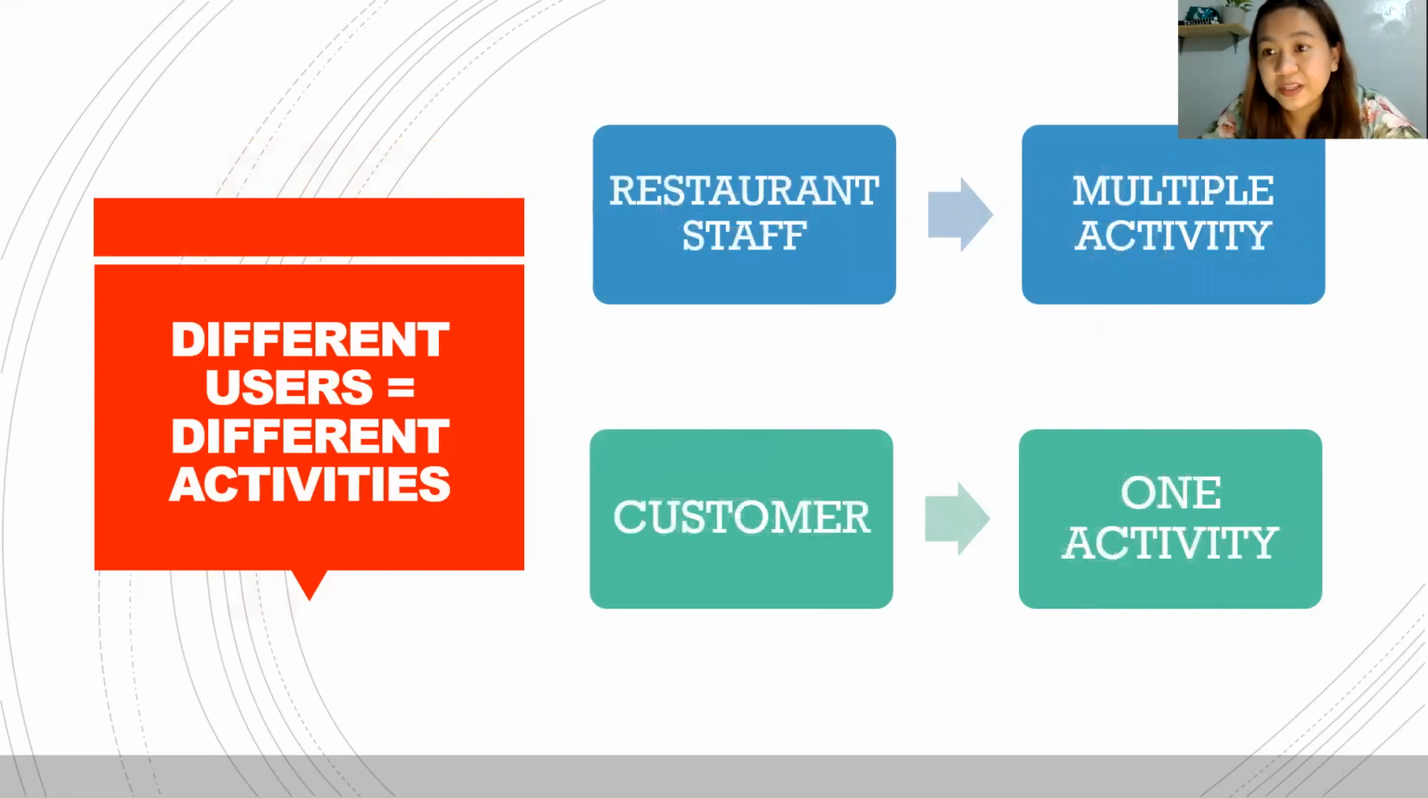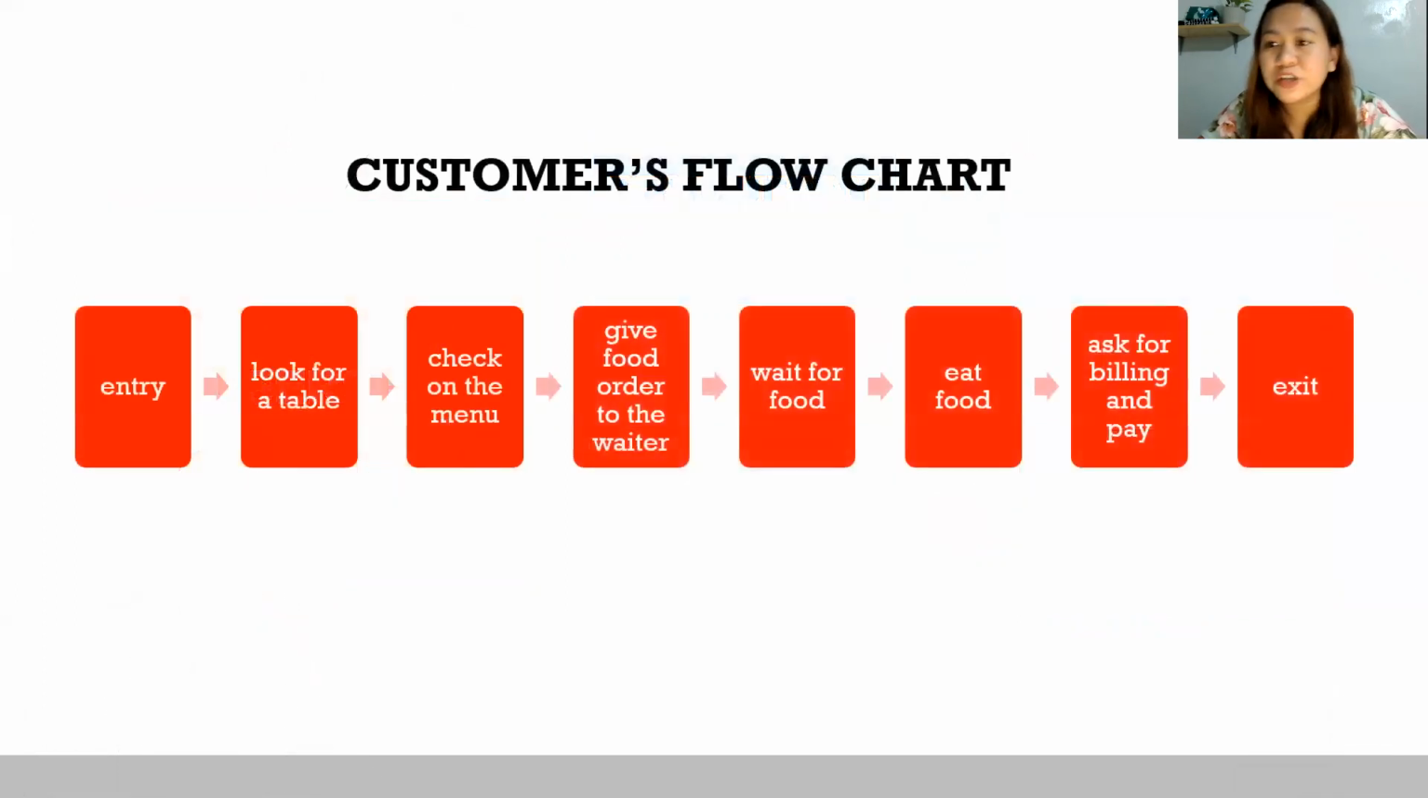So, isang example natin yung sa restaurant na ginawa nyo last plate. So, we can say that those who have multiple activities are yung restaurant staff. And for customers, they only have one activity dun sa loob ng restaurant, which is to eat. Samantalang si restaurant staff, they have to do different activities. So, ano-ano yun? So, example natin, mag-start tayo kay customers flow chart or behavioral pattern.